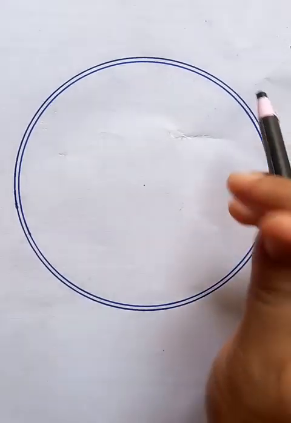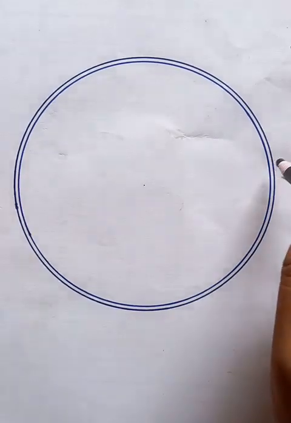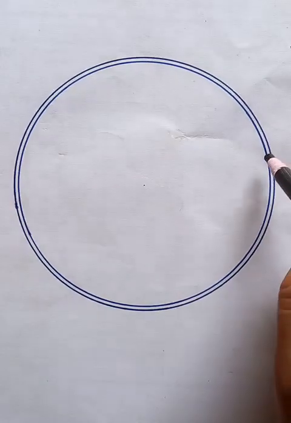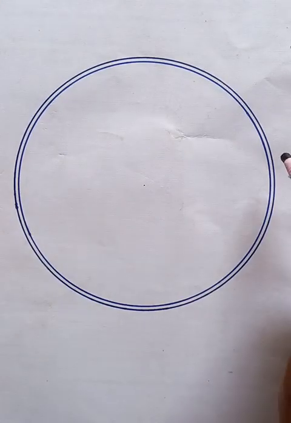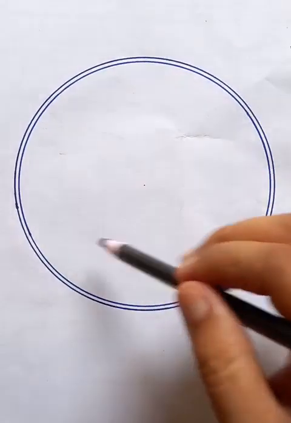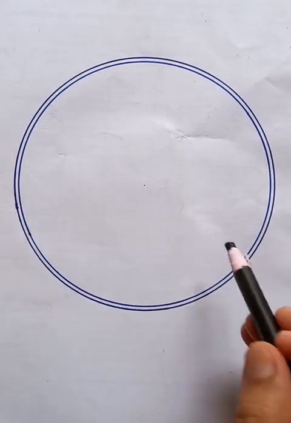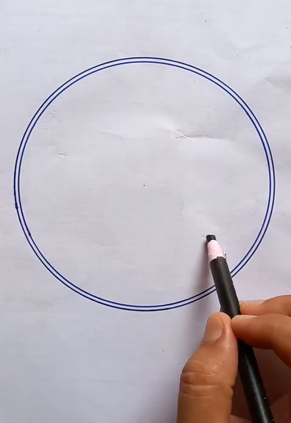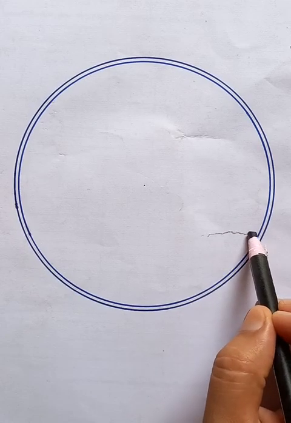Today we're going to draw a nice circle scenery. You can see I have already drawn a circle here. There are two layers, one inside and another outside, to show a nice border effect. Let's draw the mountains and the hilly terrain inside the circle.